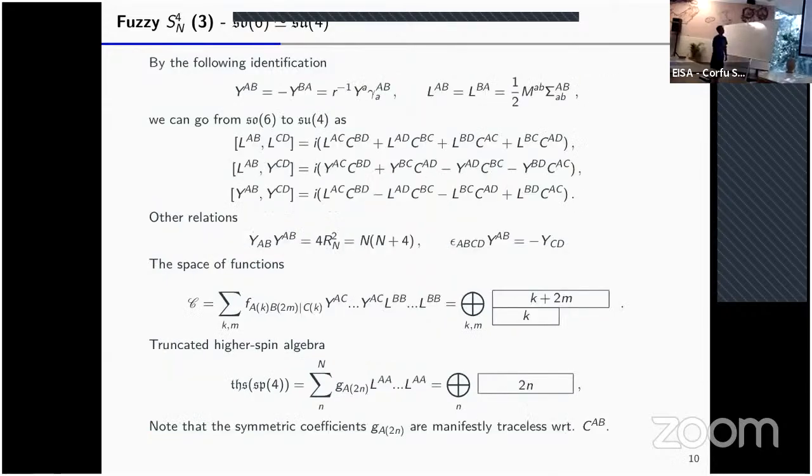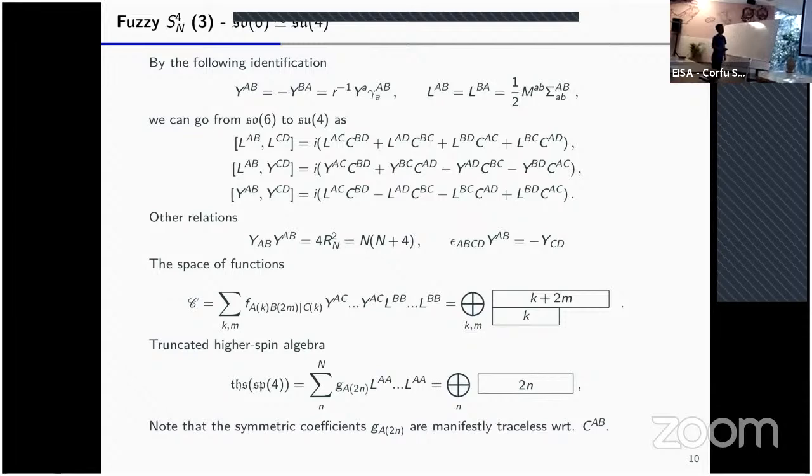As we all know, SO6 is isomorphic to SU4. By making the following identifications, we can move from SO6 to SU4, and the SU4 algebra has this form. The constraint Y squared equals some radius R squared becomes this, and the self-duality constraint becomes this.